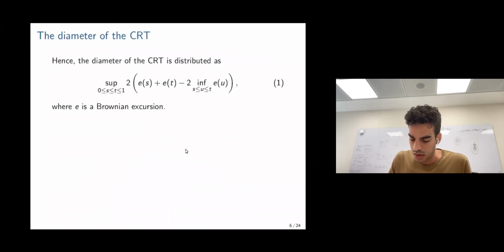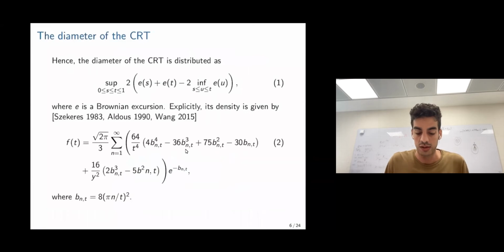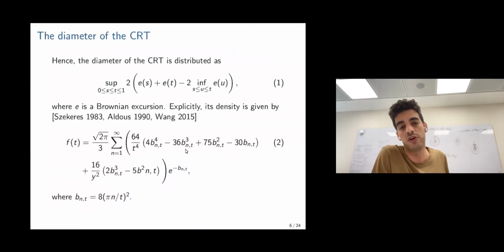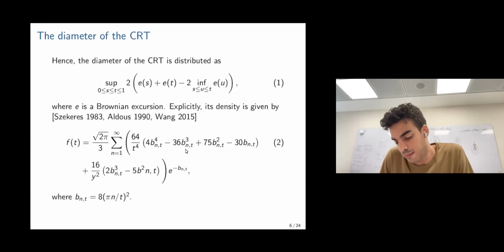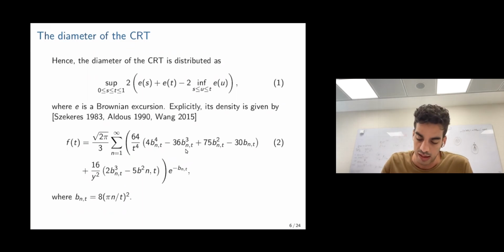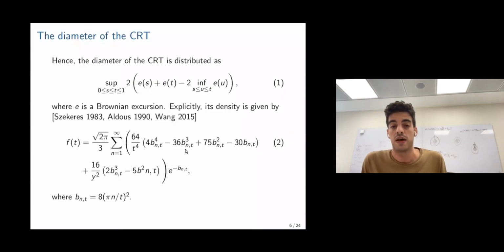So for example, if we want to talk about the diameter of the CRT, then this is going to be its distribution, right? We simply go over all pairs of times, S and T, and we take the supremum of the distance we defined in the previous slide. So it makes sense that for this random variable, we can use Brownian motion tools and calculate its density, which is this unpleasant sum given in 2.